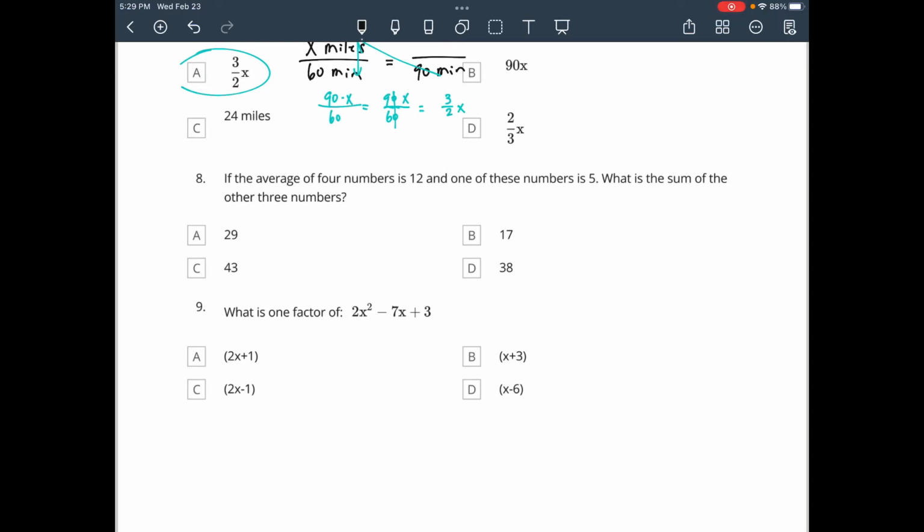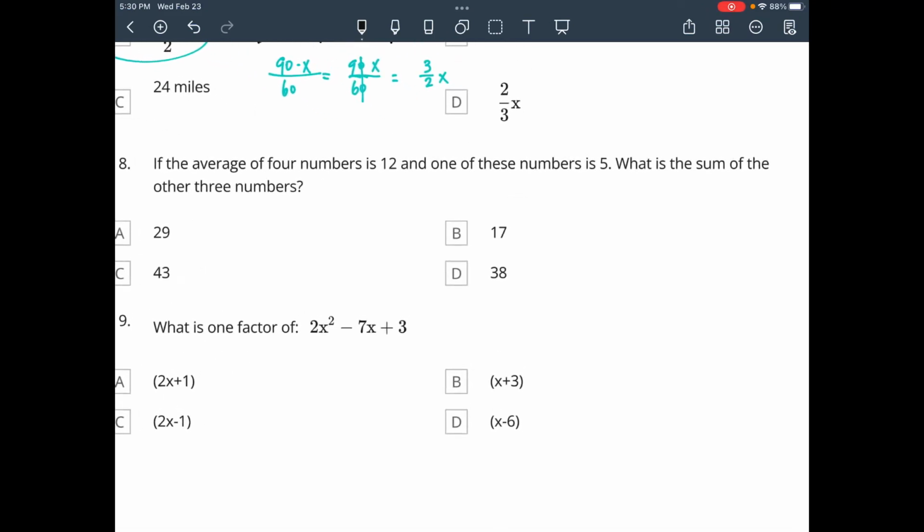If the average of 4 numbers is 12 and one of these numbers is 5, what is the sum of the other 3 numbers? So again, if the average of 4 numbers, okay, so we have 4 numbers. I'm going to call them A plus B plus C plus D. To find the average of 4 numbers, you add them all up and divide by 4 because there's 4 of them.